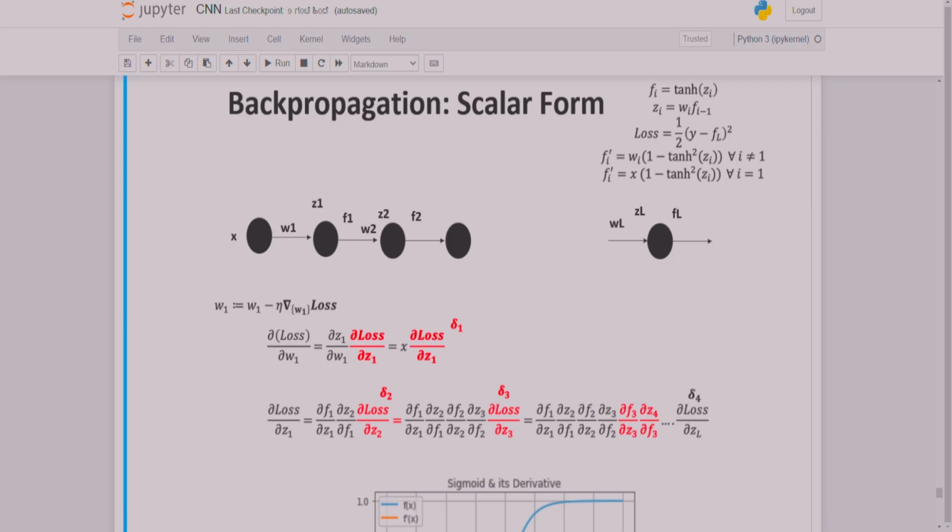Now, let's try to write a weight update equation for W1. So W1 is equal to W1 plus or minus. It can be plus or minus, doesn't matter, because depending upon what loss you calculate, it will change accordingly. So plus or minus eta times the derivative of the loss with respect to W1. Fine.